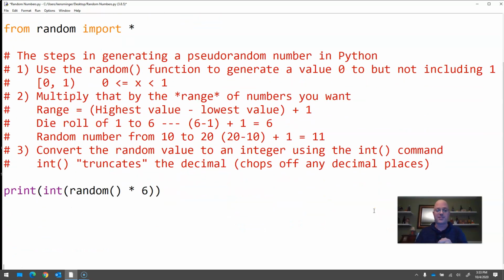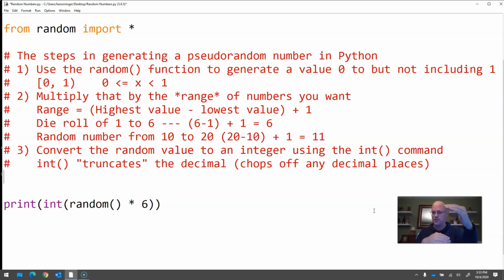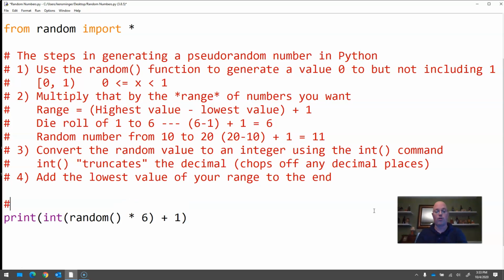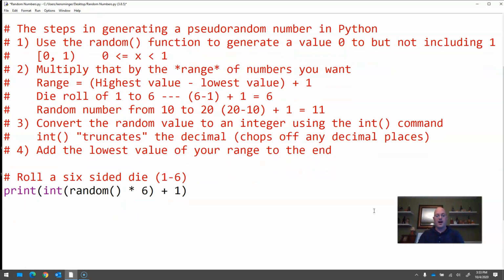And so the final step of this, and I'll make it a little bit more succinct for you in a moment, the final step is add the lowest value of your range to the end. So if I want +1 to get 1 to 6, there's my formula. That will give me the values from 1 to 6. So if you want to roll a dice, this will roll a 6-sided die. In other words, it gives you the outcomes of 1 to 6. All right. I go back to my other example.